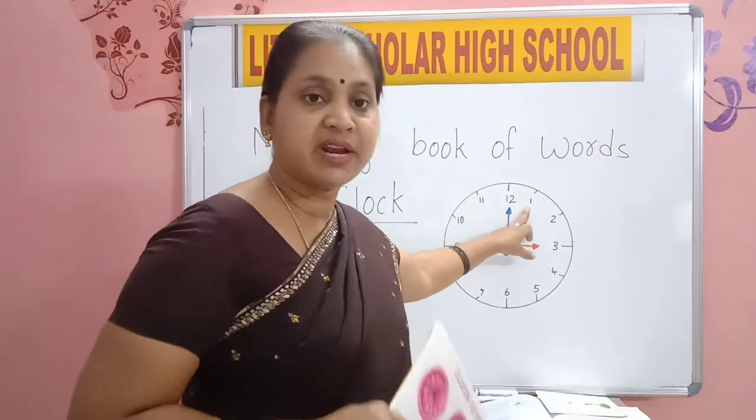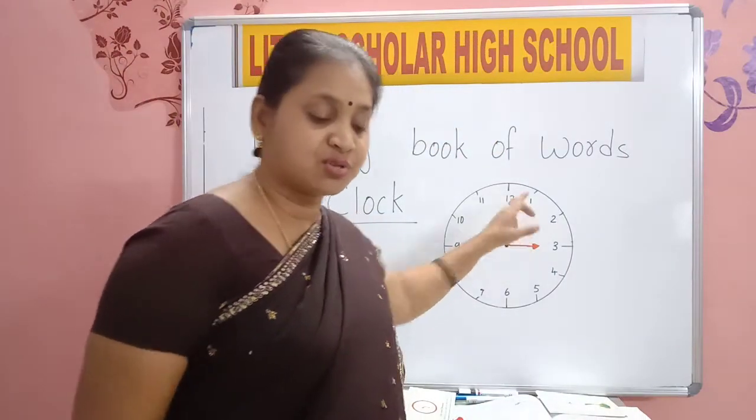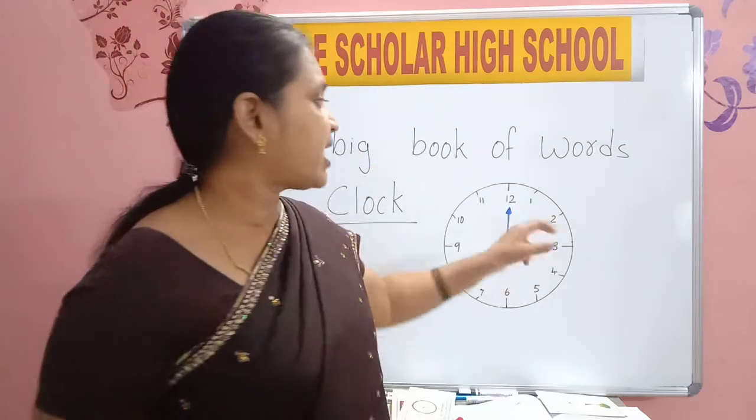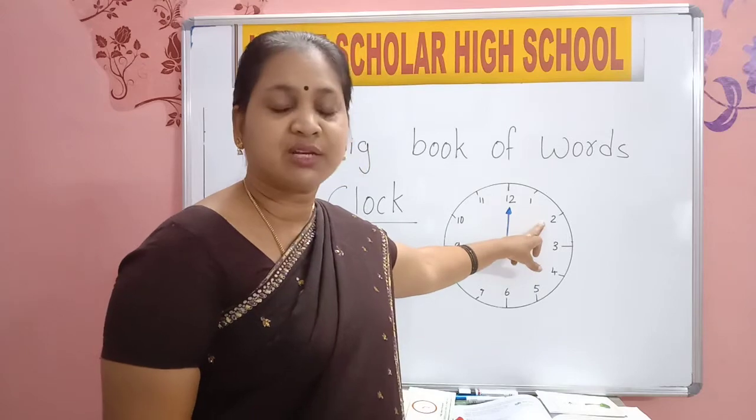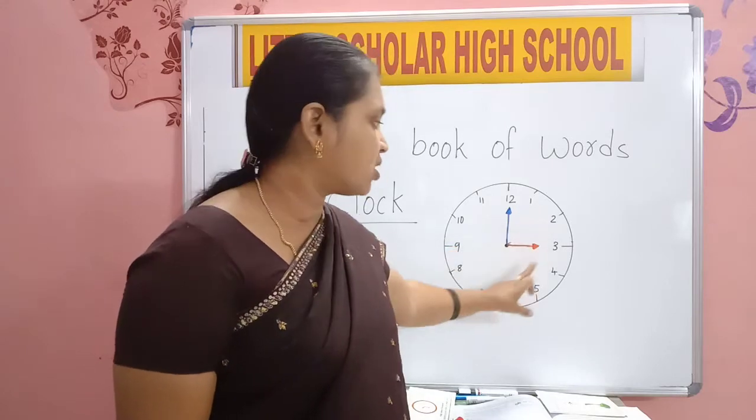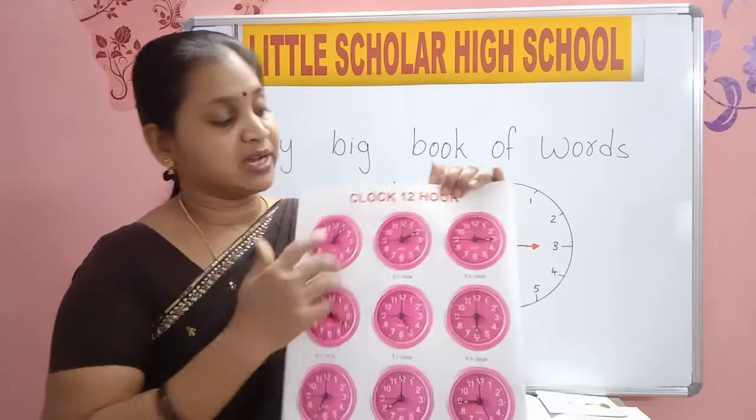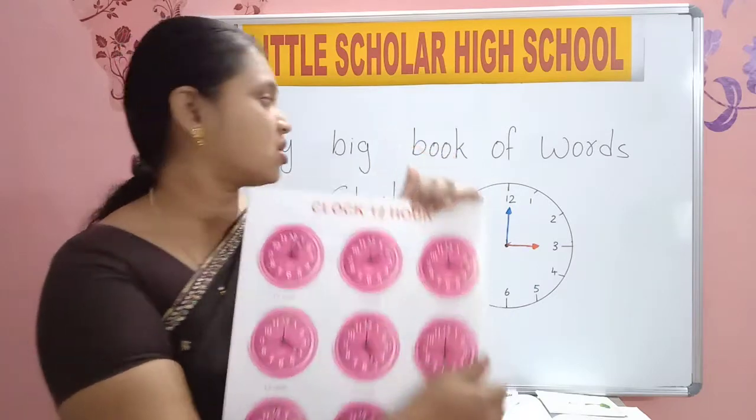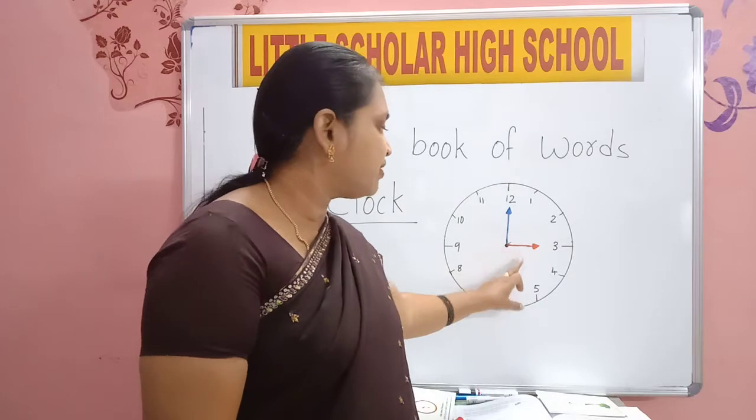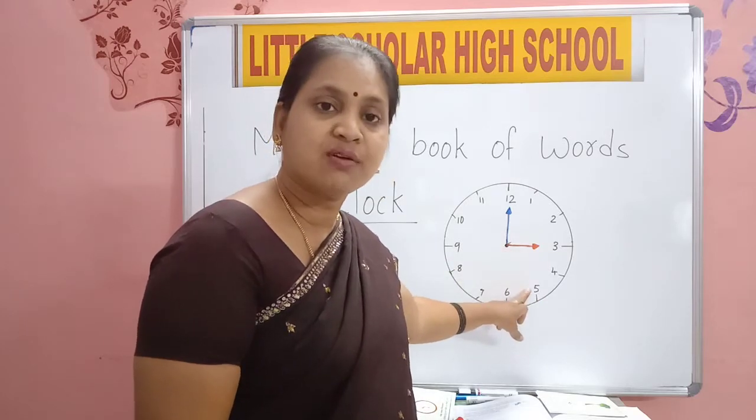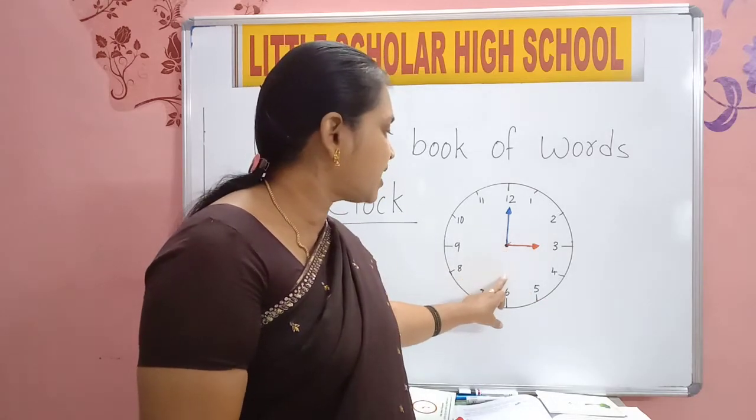First it was on 1. In the first clock the hour hand was on 1, so it was 1 o'clock. In the second clock it was on 2, so 2 o'clock. In the third clock it was on 3, so 3 o'clock. In the fourth clock it was on 4, so 4 o'clock. Fifth clock it was on 5, so 5 o'clock. Then the short hand was on 6.